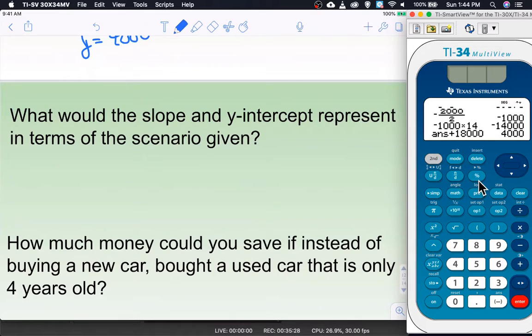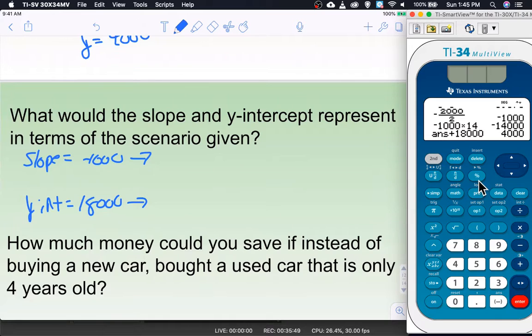What would the slope and the y-intercept represent in the given scenario? So we want to talk about the slope and the y-intercept. My slope was negative 1,000. My y-intercept was 18,000. Now, that's not what they represent. That's just so we know what to talk about.